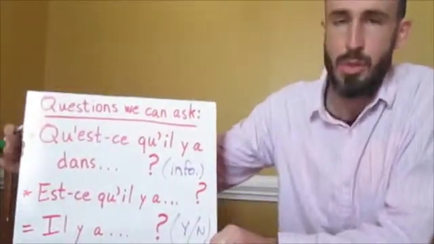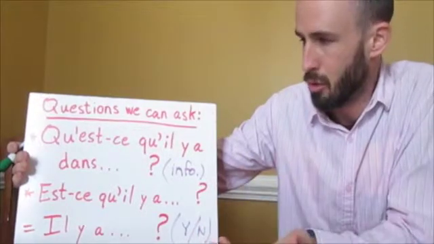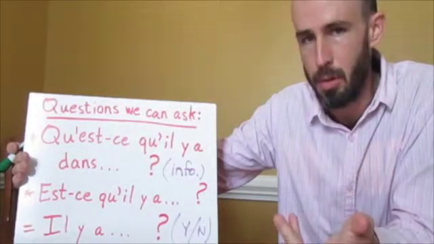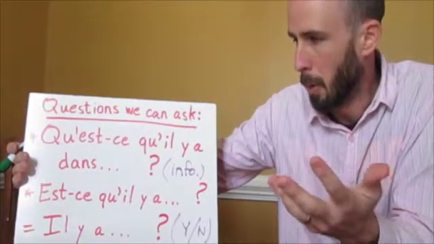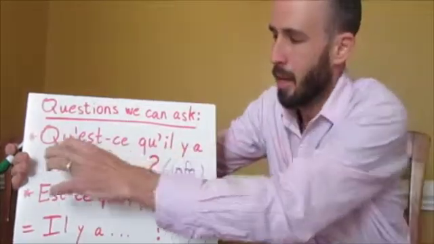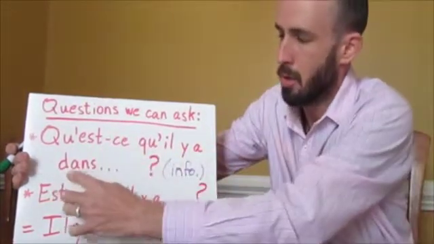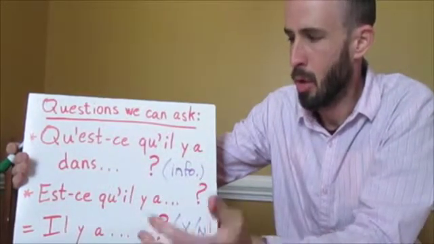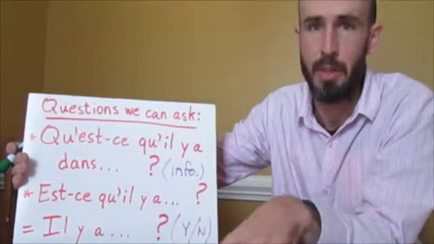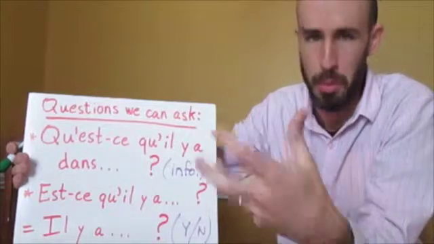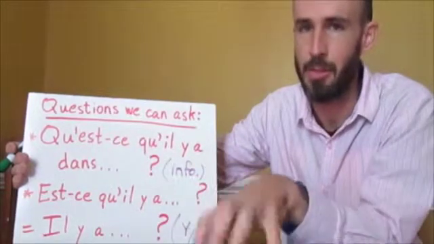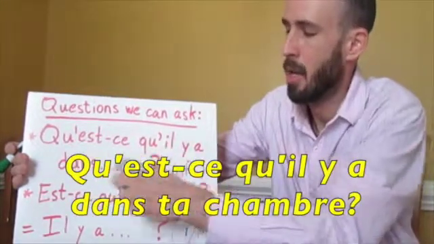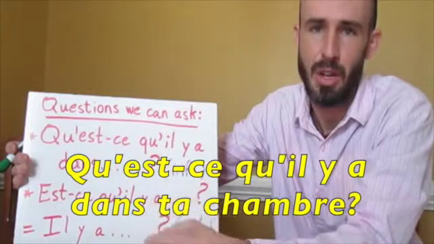So here are a couple of questions that I could ask you, or you guys can ask each other. An information question to ask, what is there, in a certain place. The form would be, qu'est-ce qu'il y a dans such and such? So if you want to ask your friend what's in your room, it's an open-ended question. It's not a yes or no question, it's an information question. Your room, ta chambre. Qu'est-ce qu'il y a dans ta chambre?